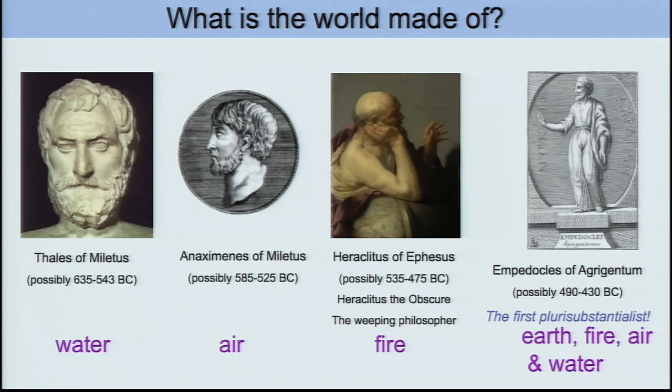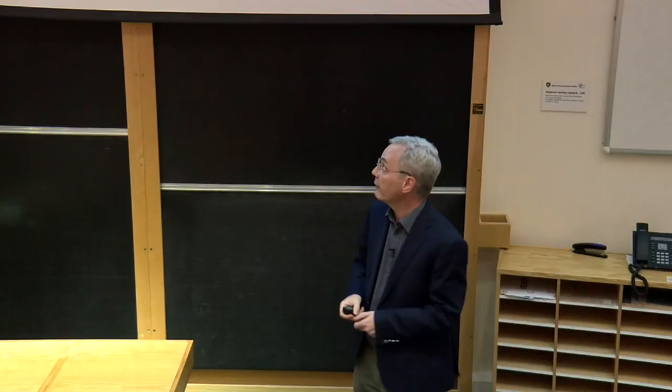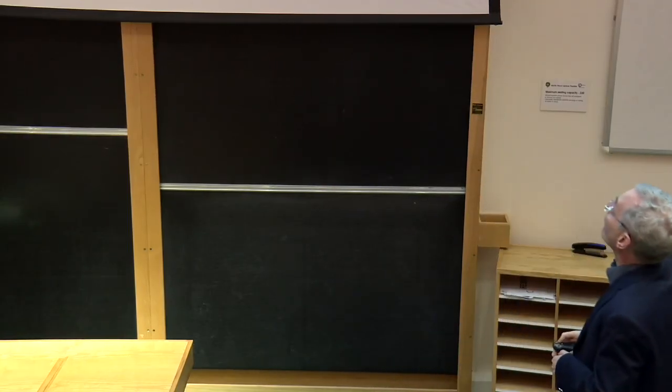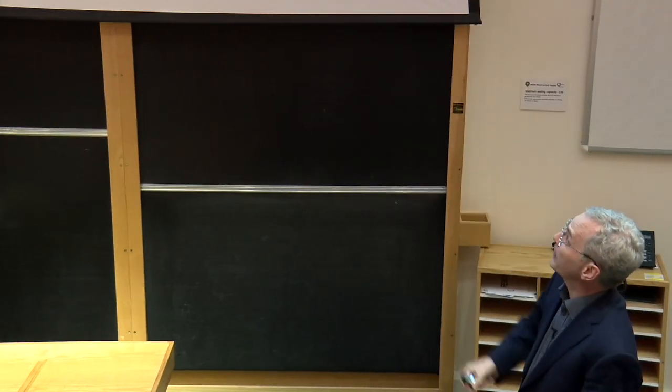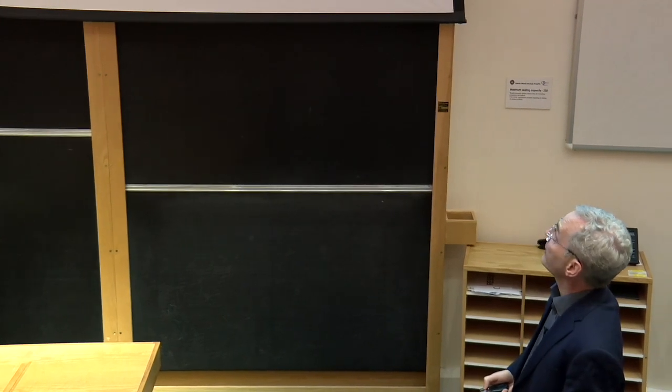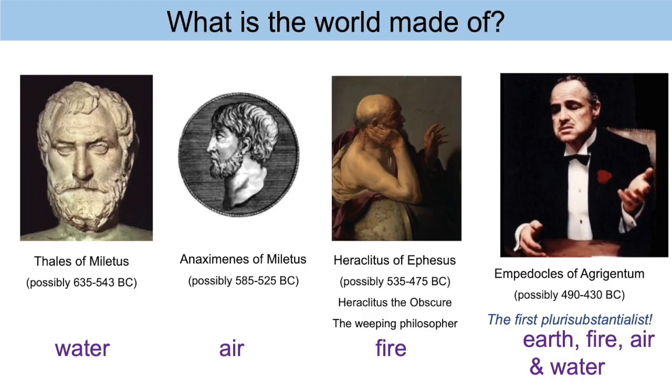So this is the first pluralist, somebody who thought that there was more than one thing that made up everything in the world: earth, fire, air, and water. Of course, we have no idea what any of these people look like, so these are all representations. So given that the one on the right is in fact a Sicilian, I prefer to think that actually this is a better representation of what he looked like. But who knows? I think this is probably the best guess.